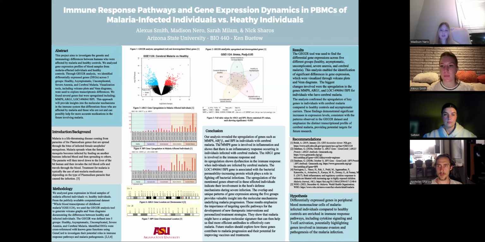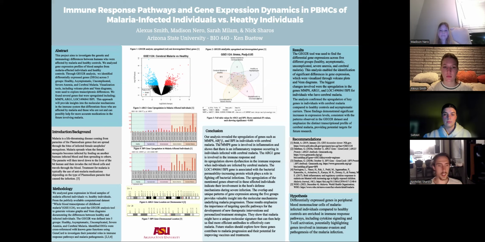For our hypothesis, we stated differentially expressed genes in peripheral blood mononuclear cells of malaria-infected individuals compared to healthy controls are enriched in immune response pathways, including cytokine signaling and T cell activation, potentially highlighting genes involved in immune evasion and pathogenesis of the malaria infection. We chose this as our hypothesis because we figured that if something irregular was happening in the body, obviously genes would be overexpressed or underexpressed due to the situation.